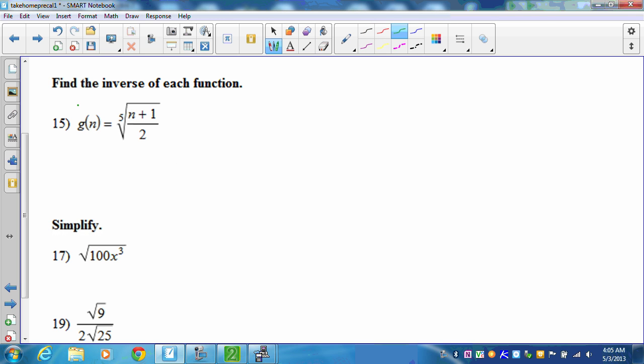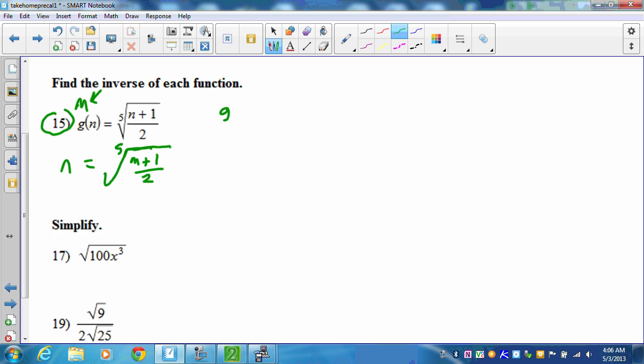So perhaps this letter is M, and this is N over here. So we're going to basically switch them. So we have the fifth root of m plus 1 divided by 2. Of course, the entire thing is inside the fifth root. So now the original problem was we replaced the g of n with m. So now we just need to solve for m again, and this will be our inverse.